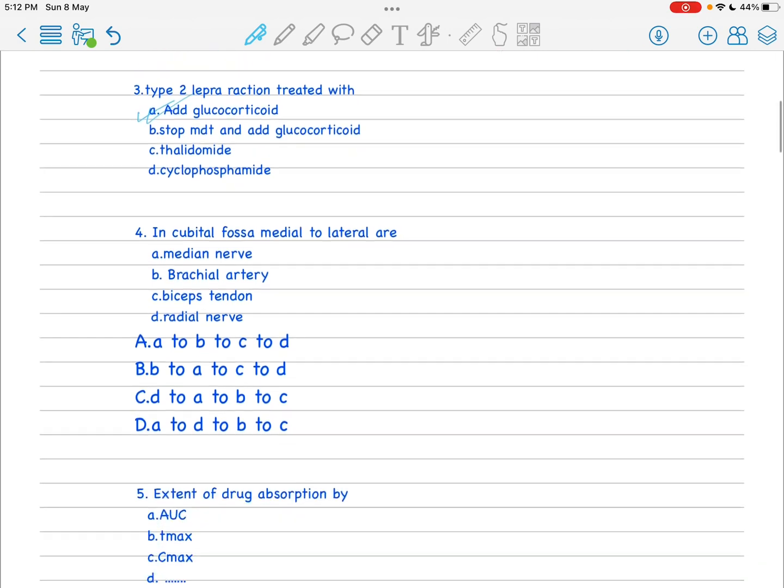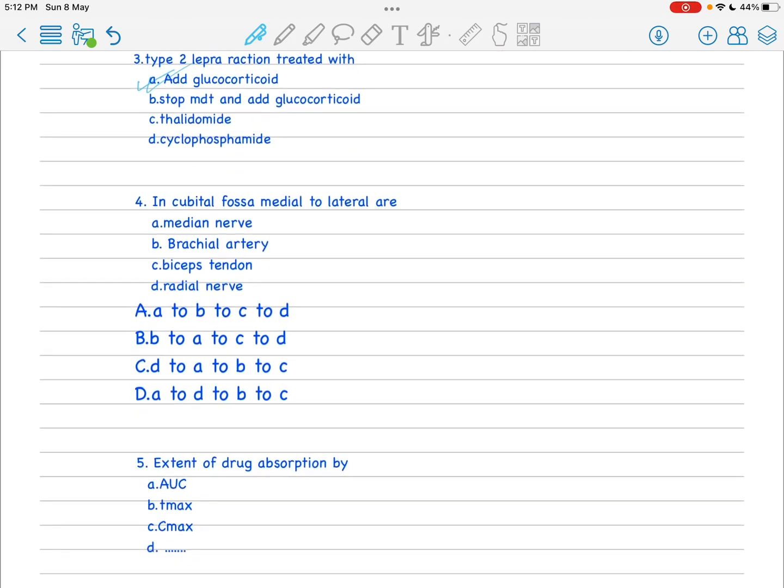Next, in the cubital fossa, this is an arrange question, from medial to lateral, and I just remember it as MBBS. M is the median nerve, B is the brachial artery, B is the biceps tendon, and S is the superficial branch of the radial nerve. So simply A to B, B to C, C to D.